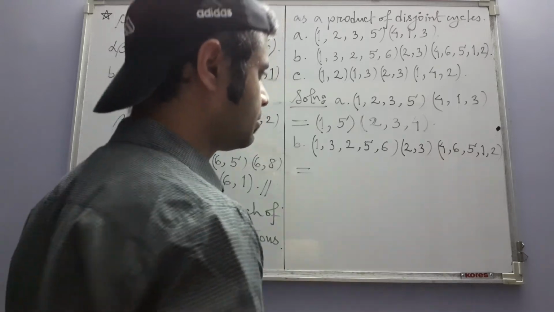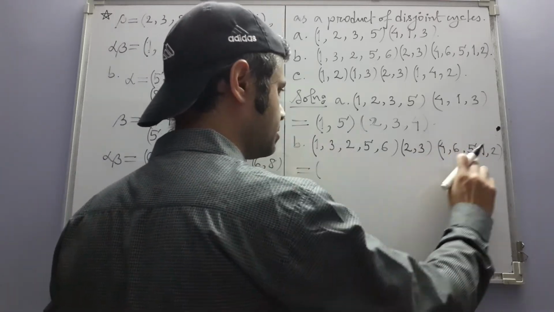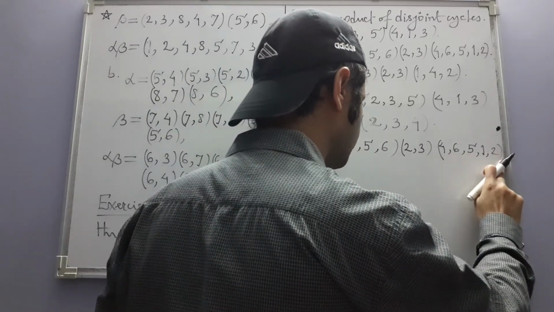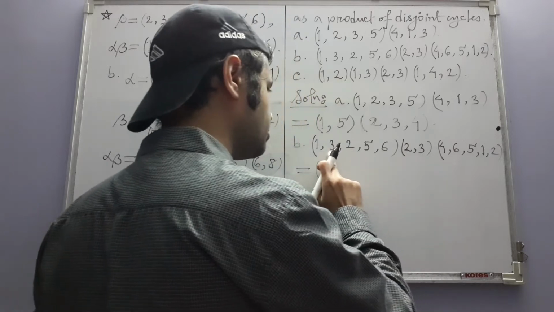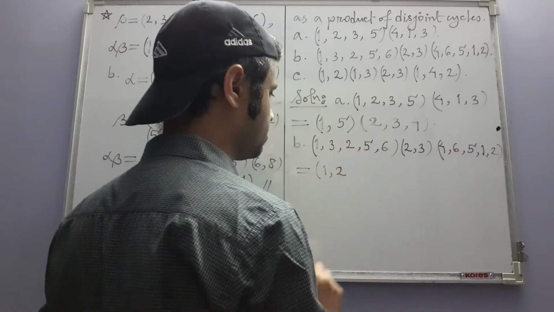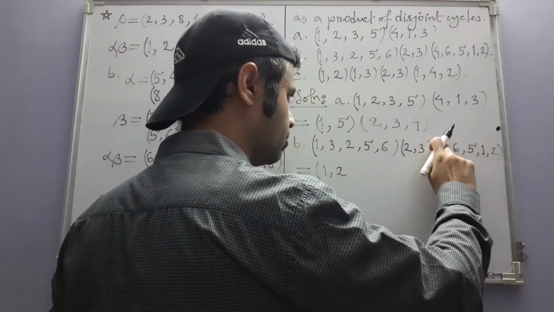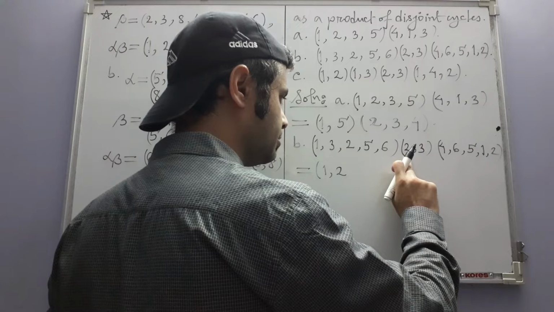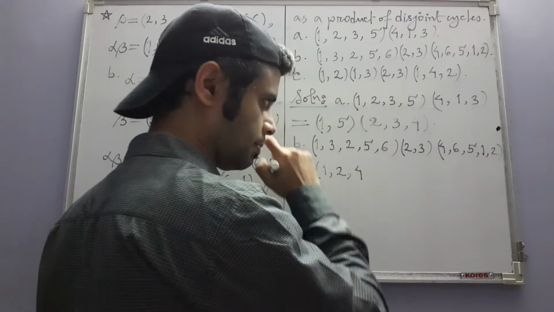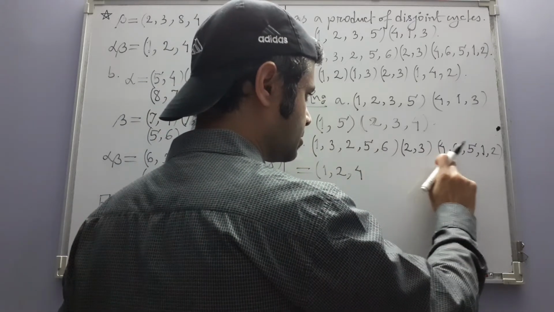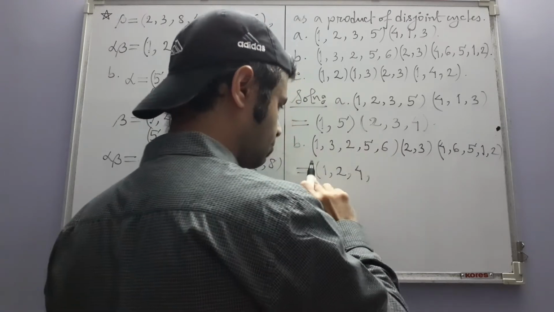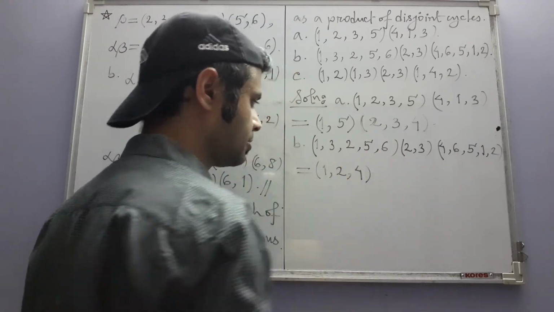We start with 1, and first 1 goes to 2. So 1 to 2, 2 to 3, 3 to 2, that means 1 to 2. 2 to 4, 4 is unchanged. Here also 4, this one does not change 4, so 2 to 4. 4 to 6, 6 is unchanged, and 6 to 1, so 4 goes back to 1, so this cycle ends here.